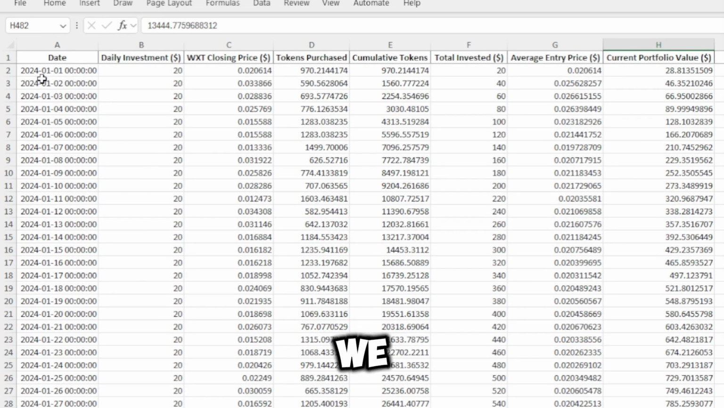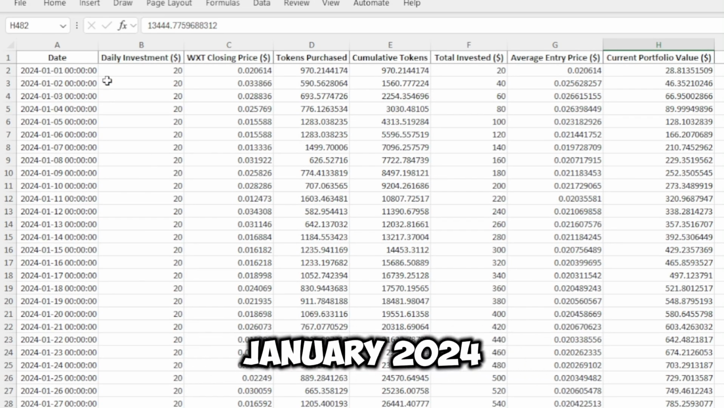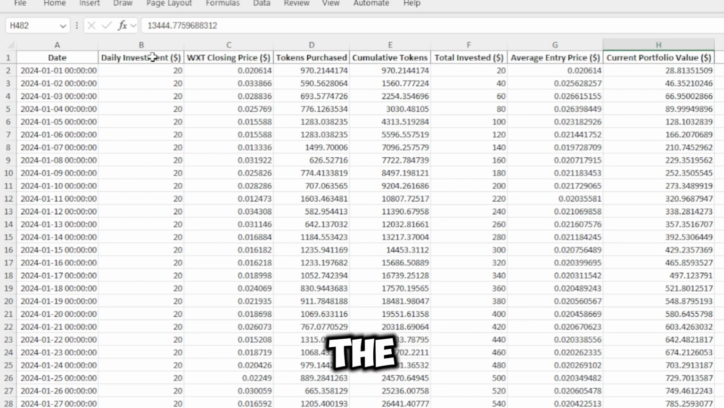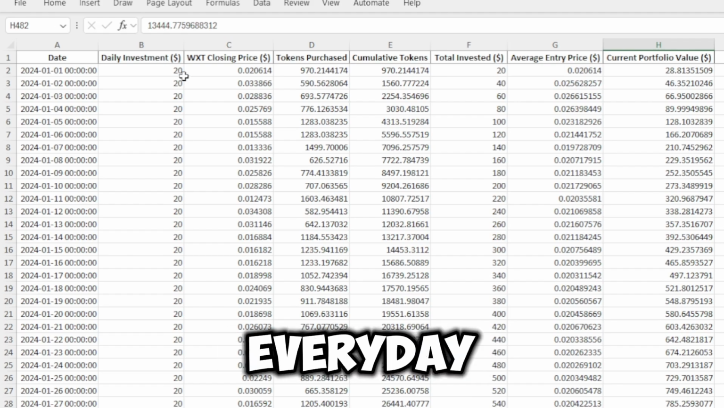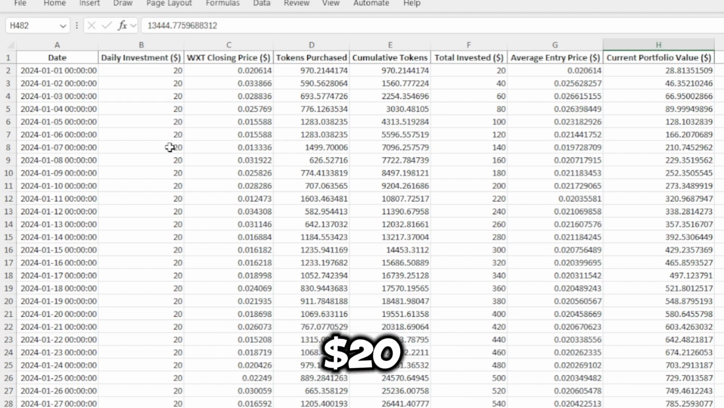As you can see, we started this campaign on the 1st of January 2024, and the daily investment is just $20 every day for this particular account. It doesn't mean you have to do $20. If you have the capital to do more every day, good for you. I've shared a video of how somebody was investing $30 every day buying Bitcoin.